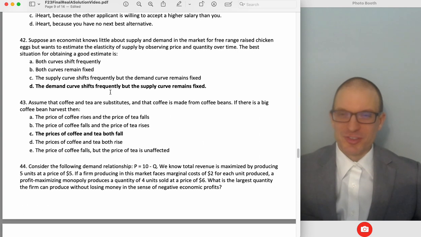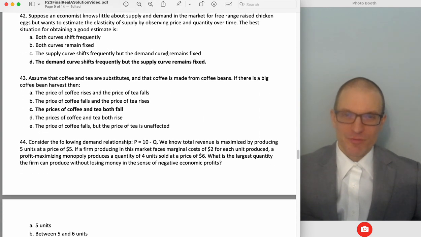Suppose an economist knows little about the supply and demand in the market for free-range chicken eggs, but wants to estimate the elasticity of supply by observing price and quantity over time. Price elasticity of supply measures the responsiveness of changes in quantity supplied to changes in price. So we need price to change, and we need quantity supplied to change, and then we want to be able to determine that responsiveness. So we need a movement along the supply curve.